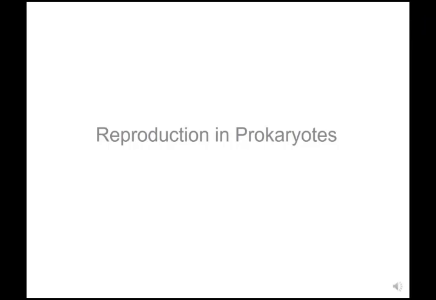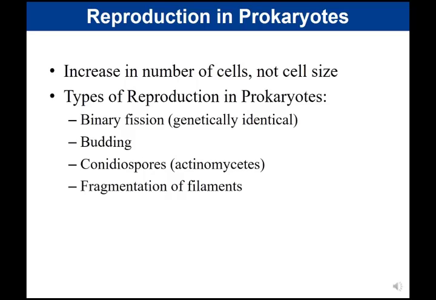So the last part of this lecture is going to look at reproduction in prokaryotic cells. And when we talk about reproduction, we are talking about an increase in the number of cells and not an increase in cell size. That's something to be careful with, because oftentimes students will think that it's an increase in the size of the cell. That's not true. It's an increase in the number of cells, meaning that the population is going to get larger. And so in the case of reproduction in prokaryotes, this is always going to be asexual.